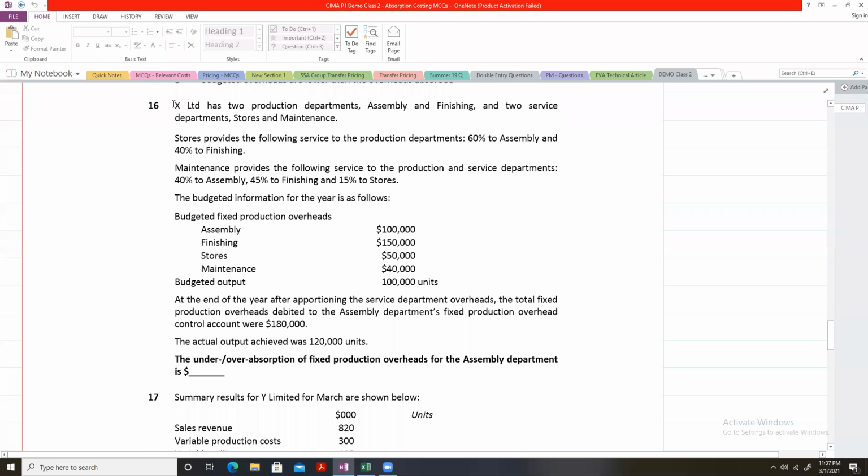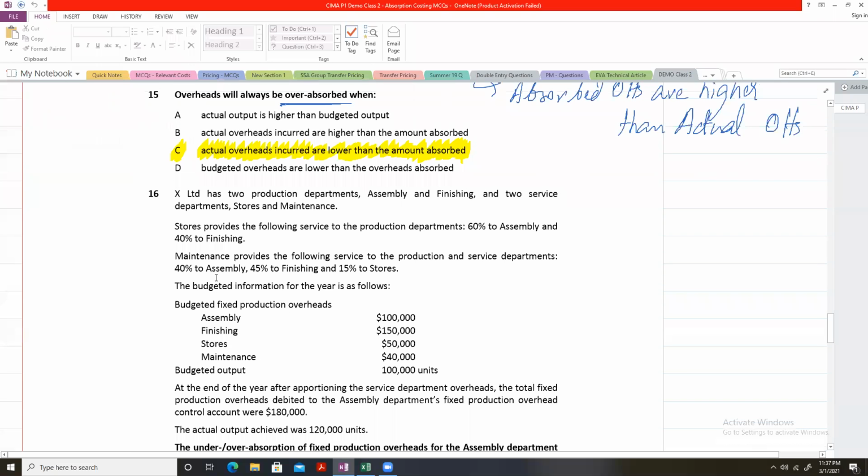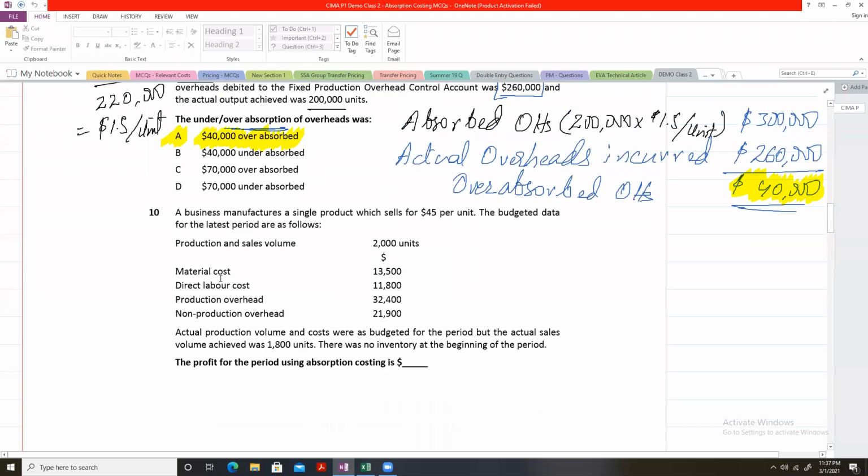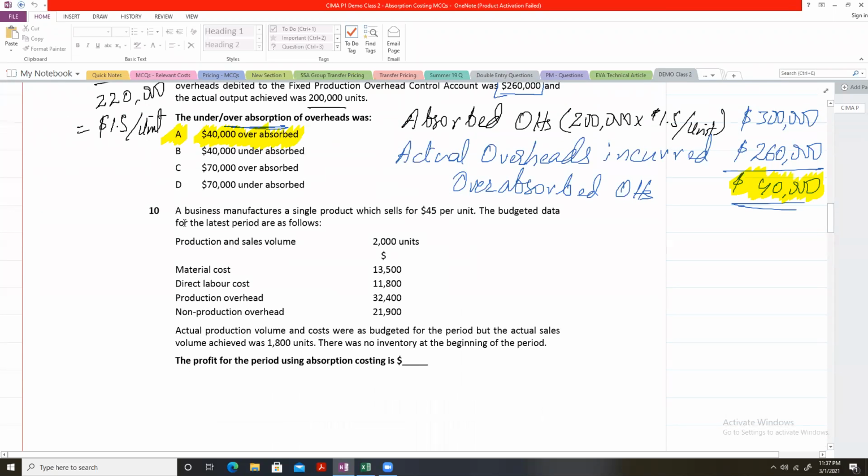So here I have question number 10. This question is based on the same principles that I explained a few moments ago. In this question, we are required to calculate profit under absorption costing, and all the information is given here.